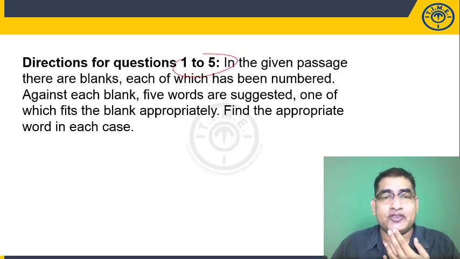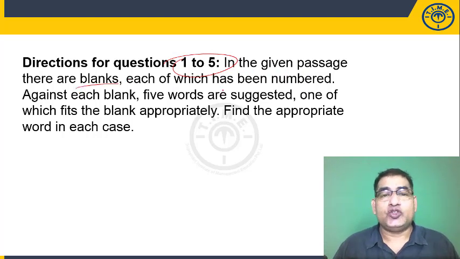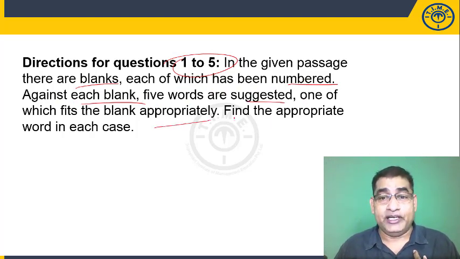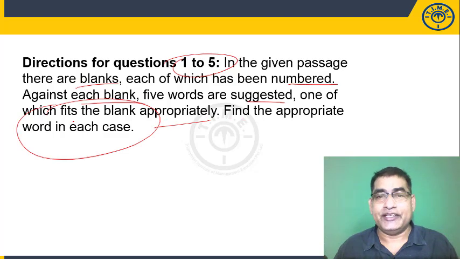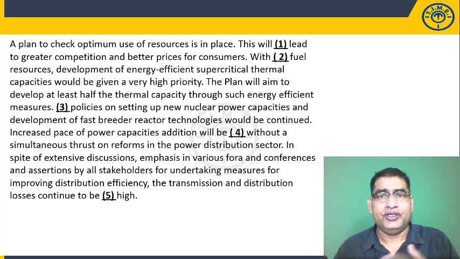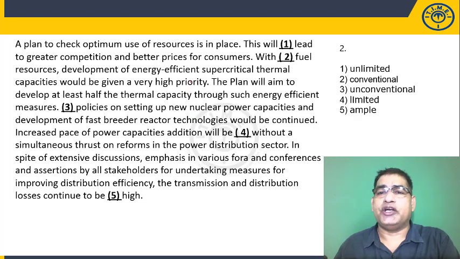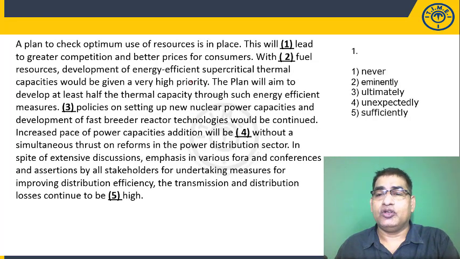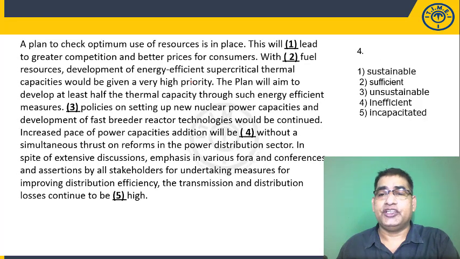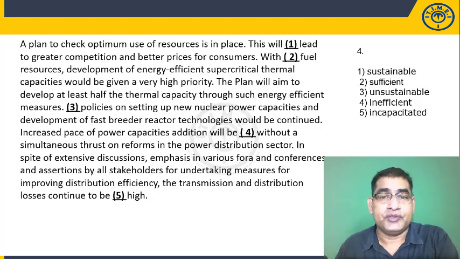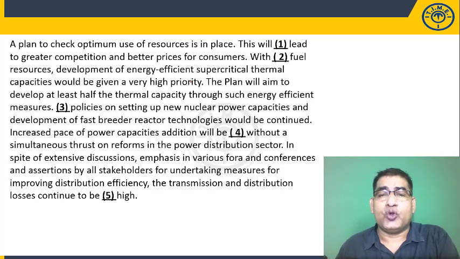It has 5 blanks obviously, and the directions are: in the given passage there are blanks, each of which has been numbered. Against each blank 5 words are suggested, one of which fits the blank appropriately. Find the appropriate word in each case. So it's the traditional model. There are 5 blanks in the para, and for each blank they'll give you choices. As you can see, first blank 5 choices, second blank 5 choices, third, fourth, fifth, and so forth. So how do we deal with the cloze test?